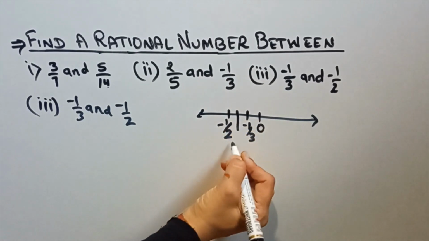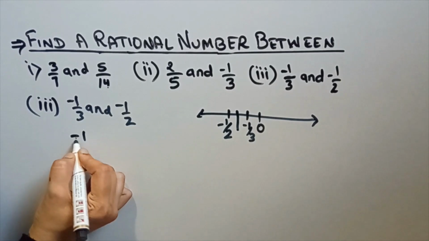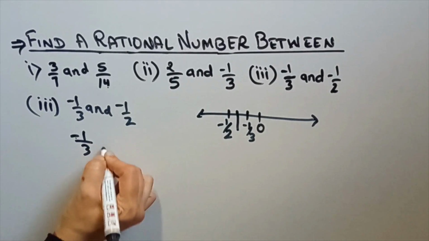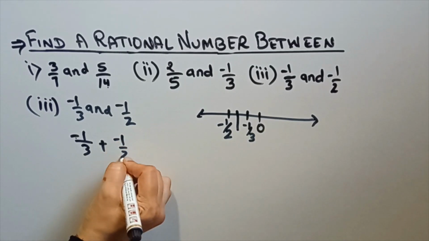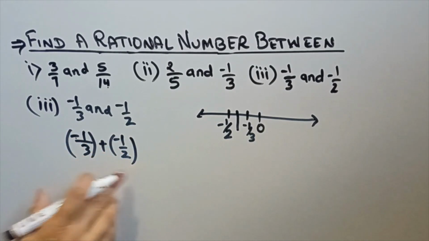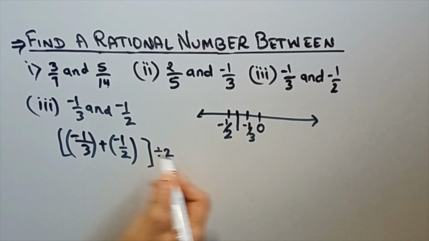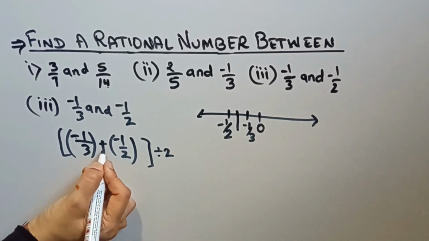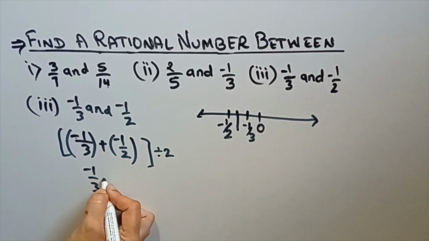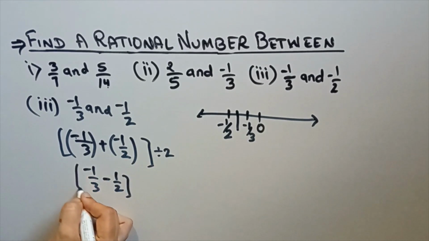We have to find a number in between these two numbers. So again we will add, because we are adding two numbers, so we will divide by 2. Minus 1 by 3 plus minus 1 by 2. See, both are with the minus sign, so I am putting them in the bracket. This divided by 2. Again plus minus minus, so minus sign will come here, 1 by 2. This divided by 2.